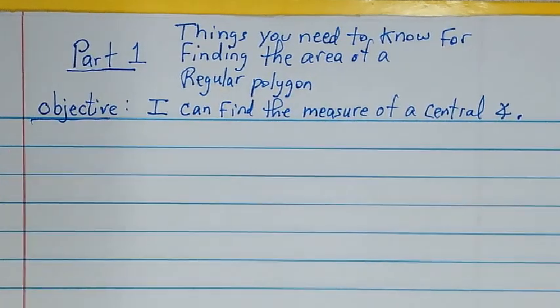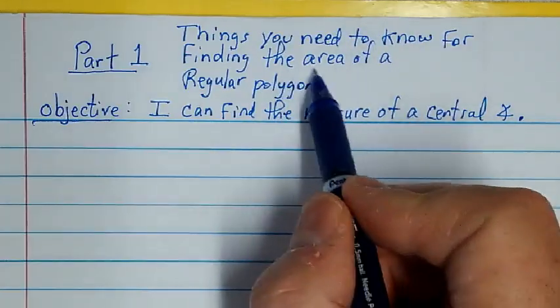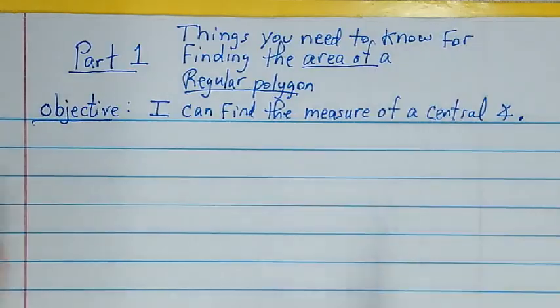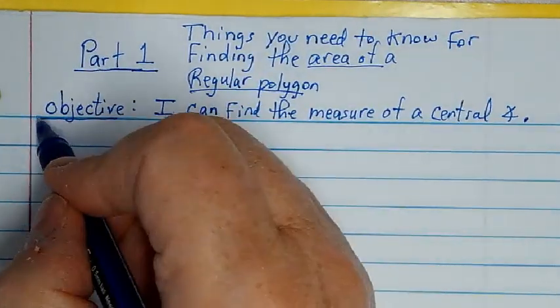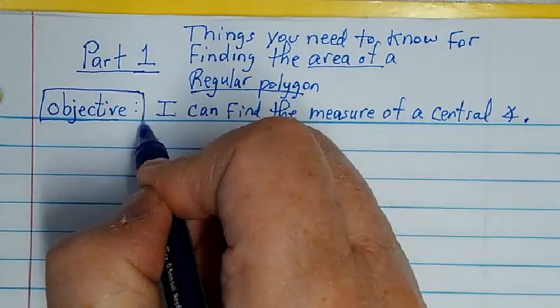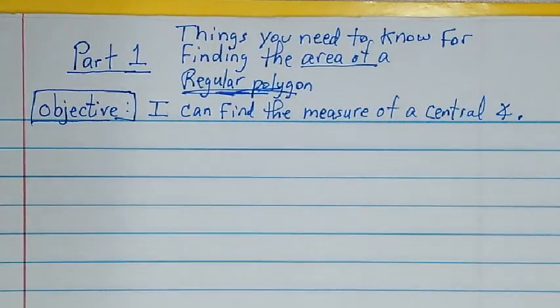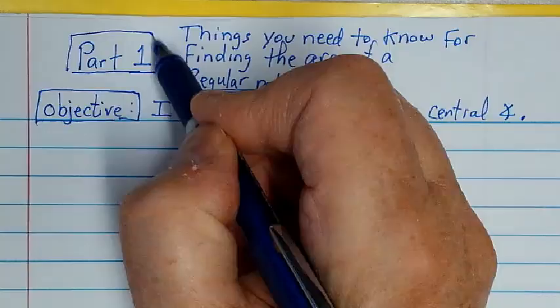All right, kids, listen up. My ultimate goal is to teach you how to find the area of a regular polygon. But in order to do that properly, I'm going to chunk certain lessons. And at the end, when we actually go to do the actual regular polygon area, we're going to put all these parts together. So part one of the things I need you to know.